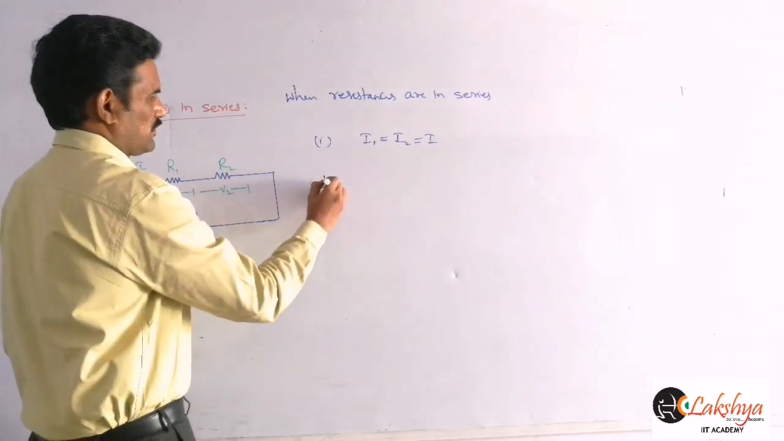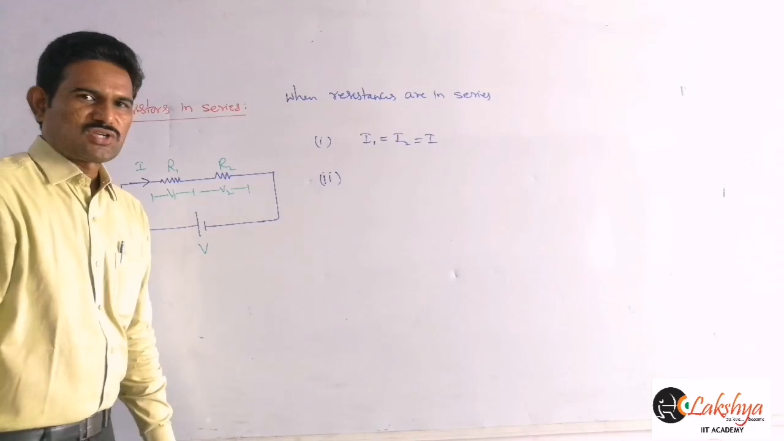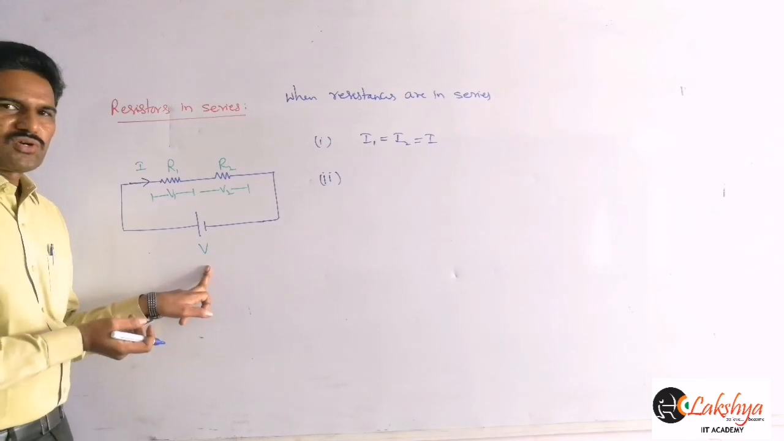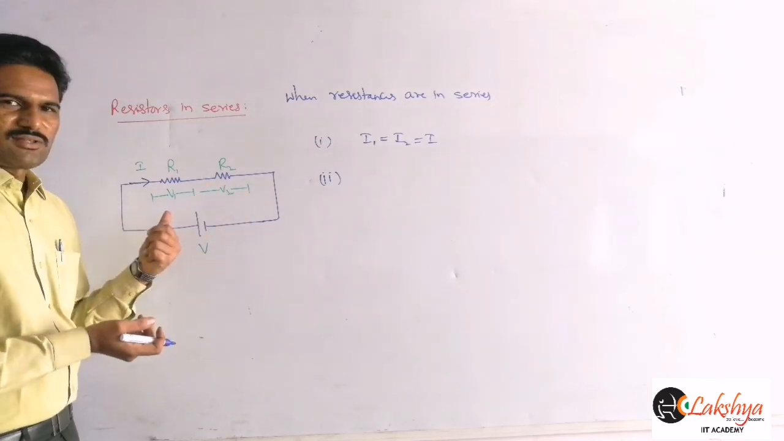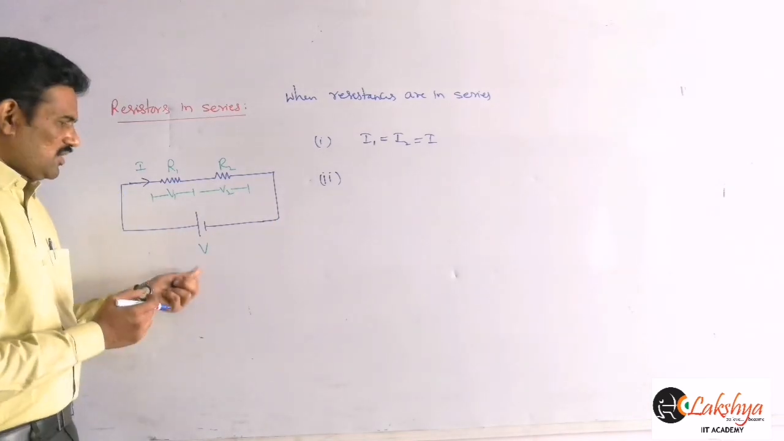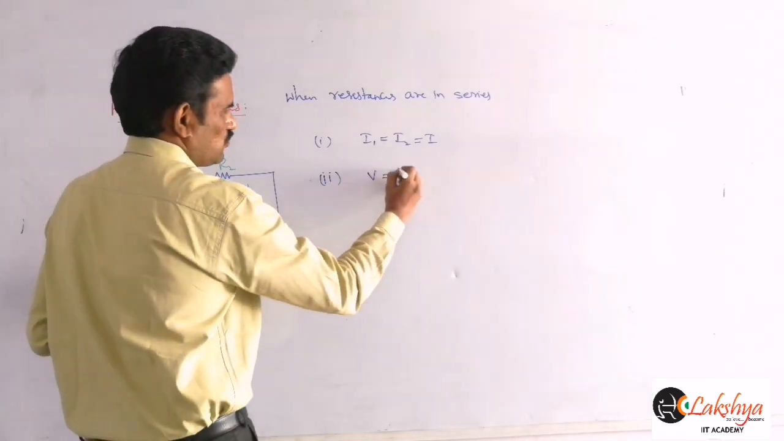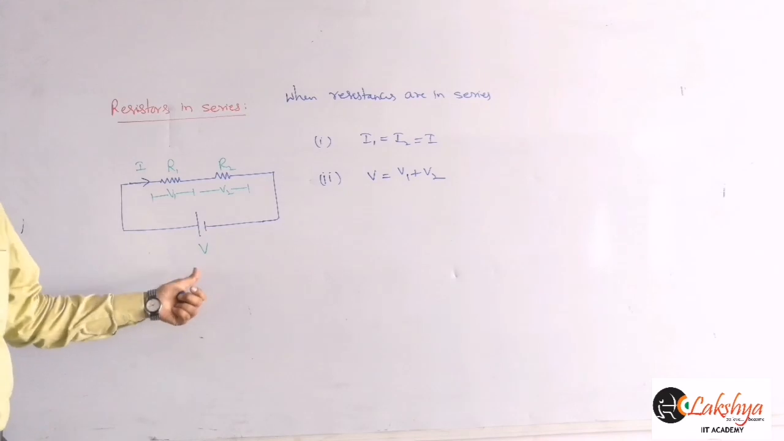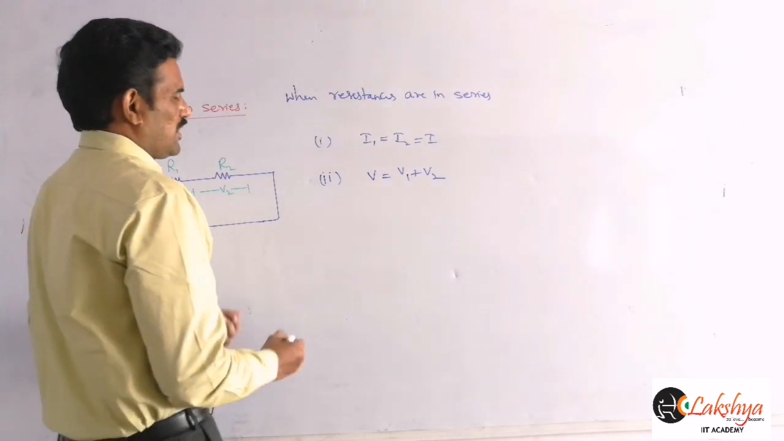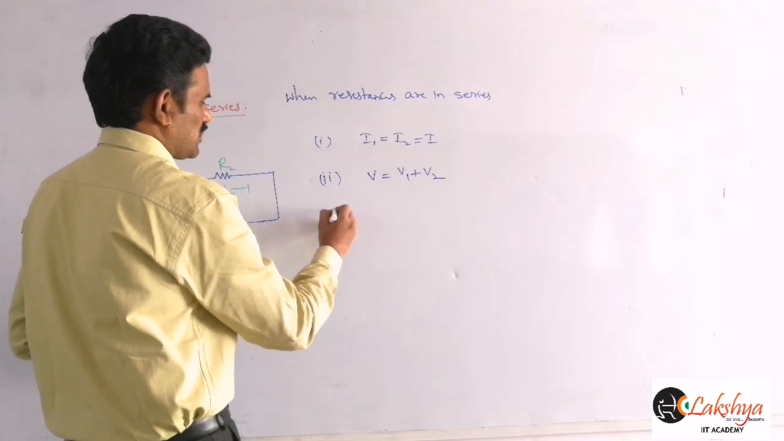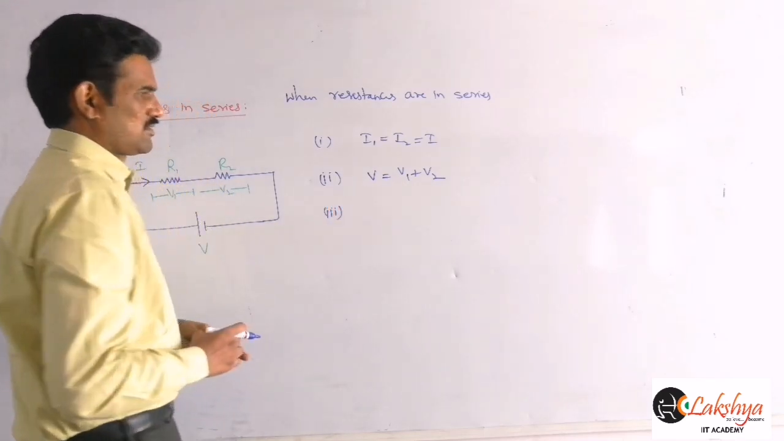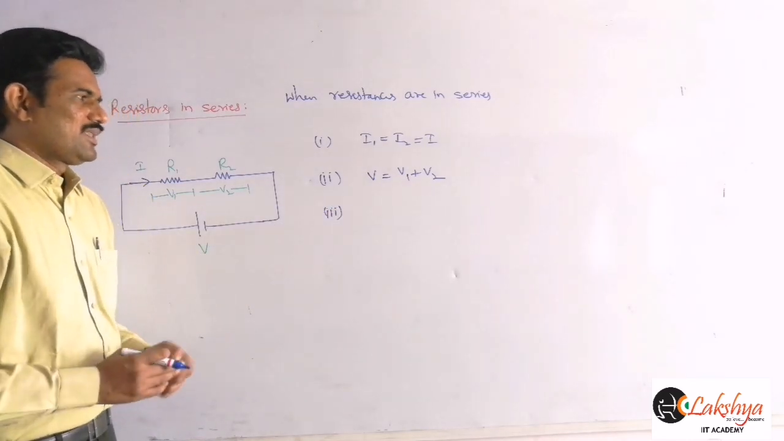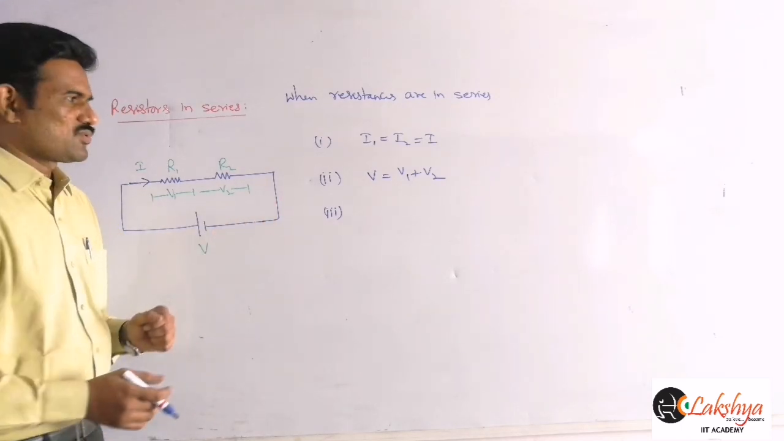And then the next point we can mention is the potential difference across the total combination. The total potential difference we are applying will divide across the resistors. If you add all those potential differences, you will get the resultant potential difference. So V is equal to V1 plus V2, right? The sum of the potential differences across each resistance will be equal to the total applied potential difference. And then the third condition we need to write is the effective resistance. Since V is equal to V1 plus V2, we can use Ohm's law here. I am directly substituting Ohm's law here.